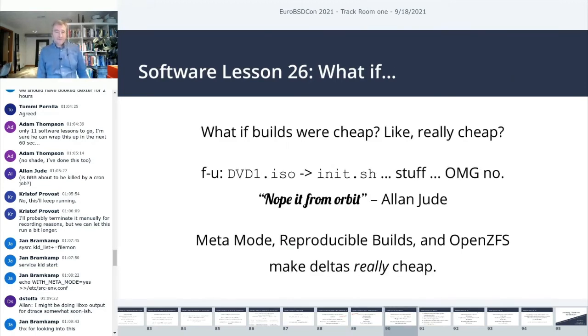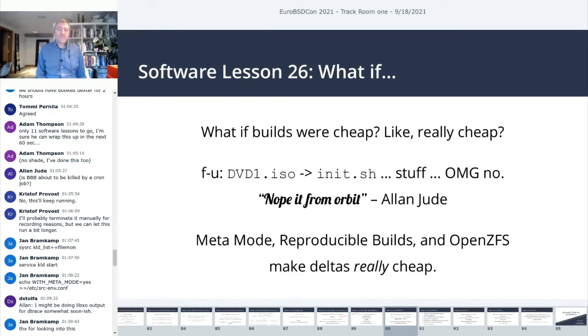So let's reflect a little. What if, when you use FreeBSD update for an upgrade, you start with a DVD ISO? It's like, what? And then you pull it apart, you build stuff a few times, you run through a bunch of steps, you security sign it, you do all this stuff. I'm like, oh, okay. As Alan would put it, nope it from orbit, which is an Aliens reference, bless your heart.